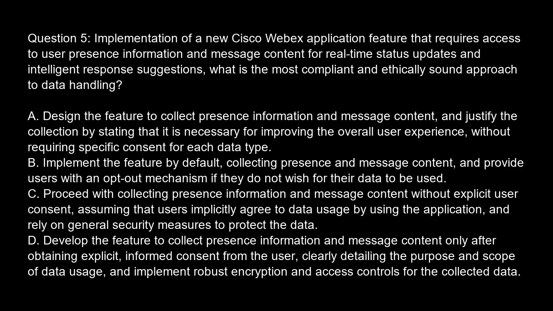Option B. Implement the feature by default, collecting presence and message content, and provide users with an opt-out mechanism if they do not wish for their data to be used. Option C. Proceed with collecting presence information and message content without explicit user consent, assuming that users implicitly agree to data usage by using the application, and rely on general security measures to protect the data. Option D. Develop the feature to collect presence information and message content only after obtaining explicit, informed consent from the user, clearly detailing the purpose and scope of data usage, and implement robust encryption and access controls for the collected data.